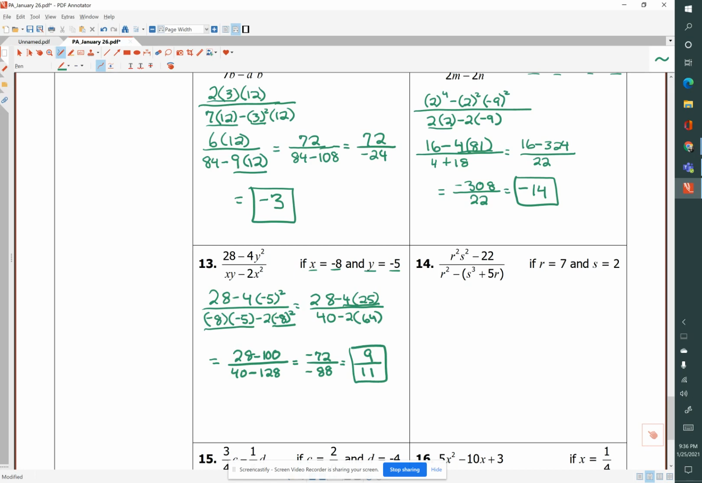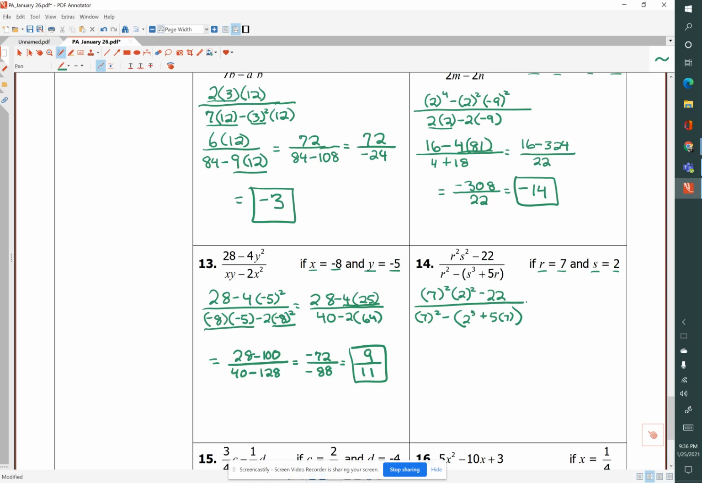And now number 14. We're going to substitute r for 7 and s for 2. So r is 7 squared times 2 squared minus 22. And in the denominator, 7 squared minus the quantity of 2 to the 3rd power plus 5 times 7. So let's start with those grouping symbols and exponents.